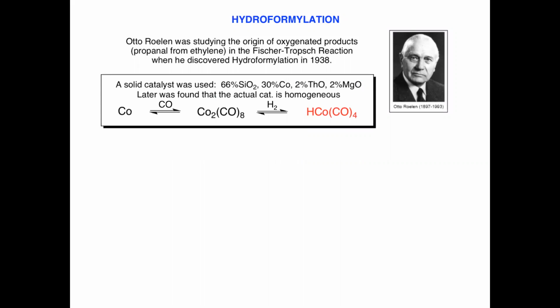And it was occurring because the carbon monoxide in the syngas mixture was resulting in the cobalt that was present in that catalyst actually leaching out and forming some dicobalt octacarbonyl, which itself can then react with hydrogen to form tetracarbonyl cobalt hydride. And so this is our classic hydroformylation catalyst right here.